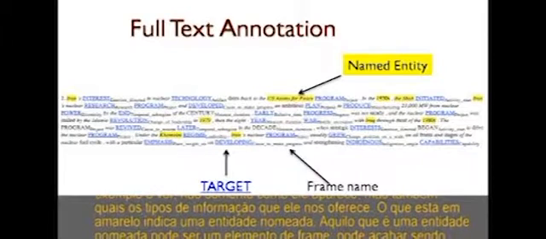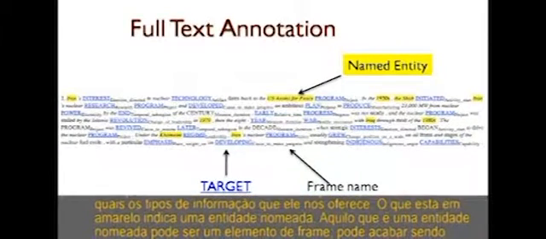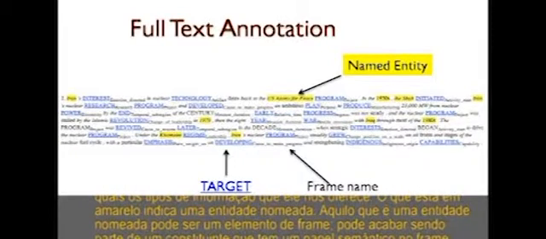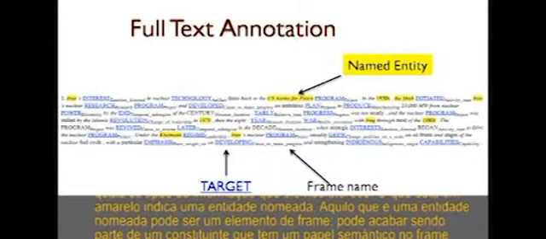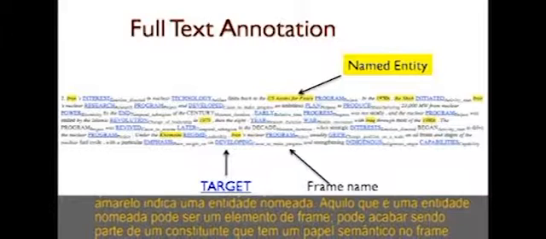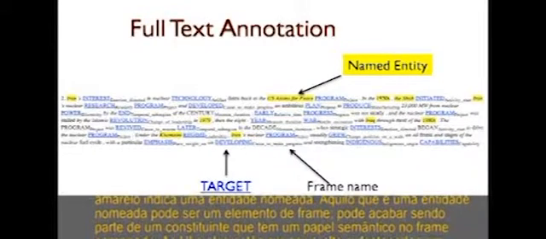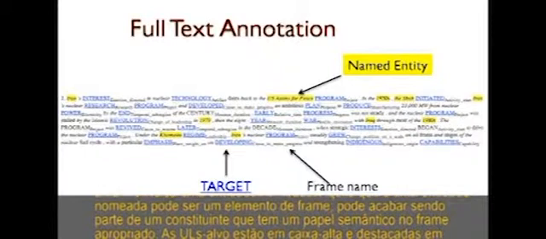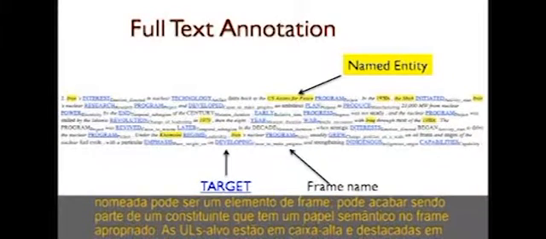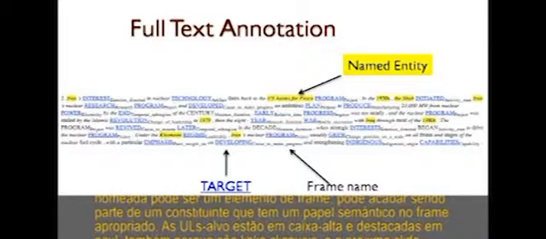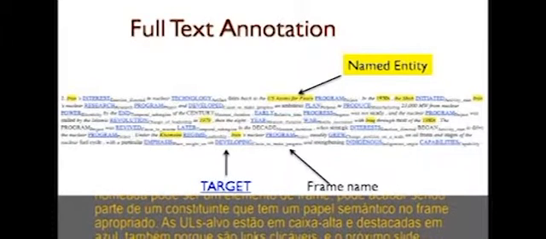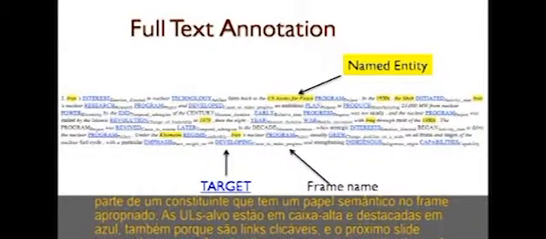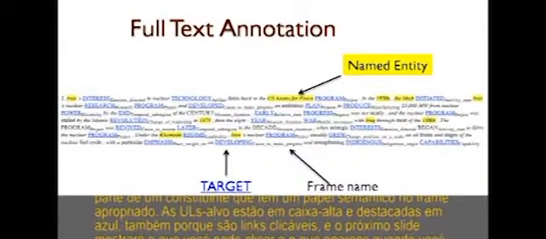The target LUs are in capital letters and highlighted in blue, also because they are clickable links. And the next slide is going to show you what you can click to when you click on a target LU. And to the right of the target LU is the name of the frame for which it's annotated.